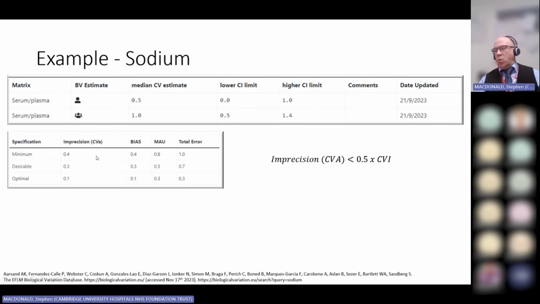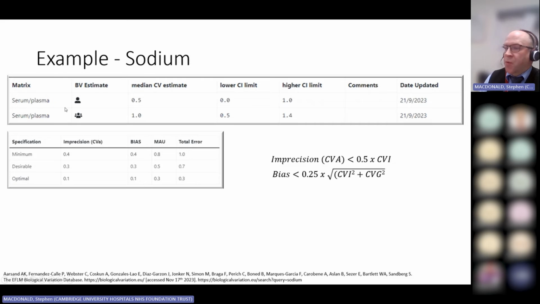If we're trying to work out what our ideal in precision, so our analytical coefficient of variation is, that's calculated as taking the intra biological variation and multiplying it by a half. And that gives us our desirable criteria. Now, obviously, not a half times 0.5, there's some rounding going on there, but the target of a 0.3% CV for the imprecision of a sodium assay is the desirable target that we should be aiming for according to this model.